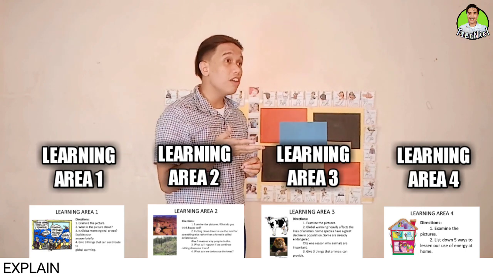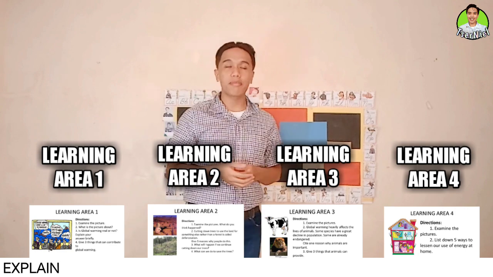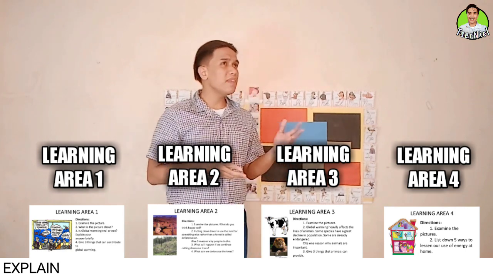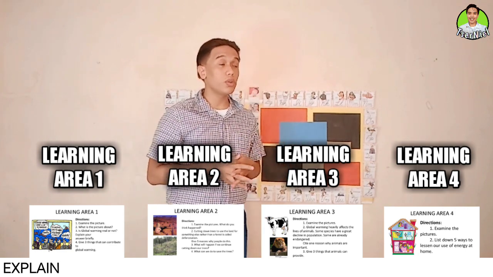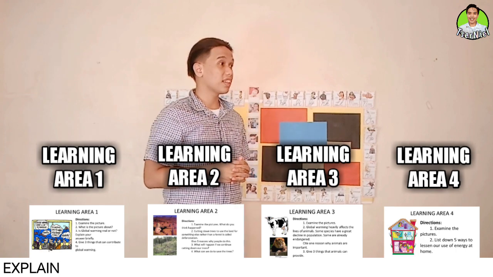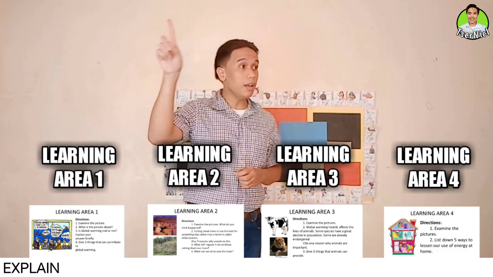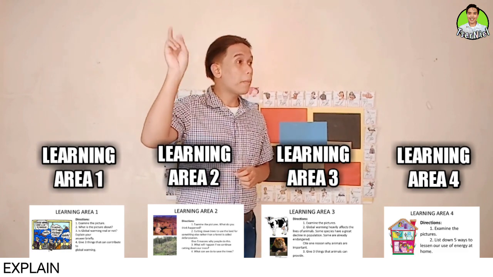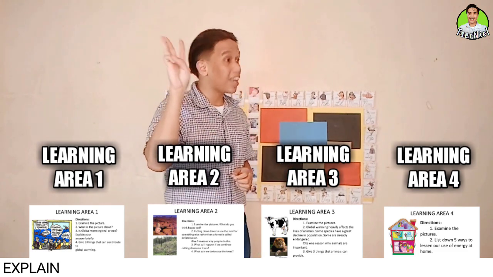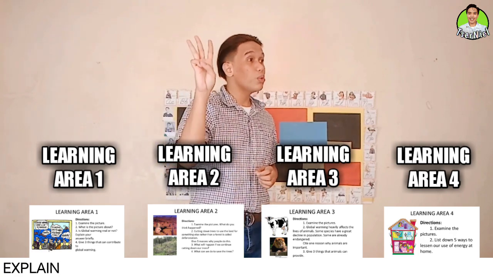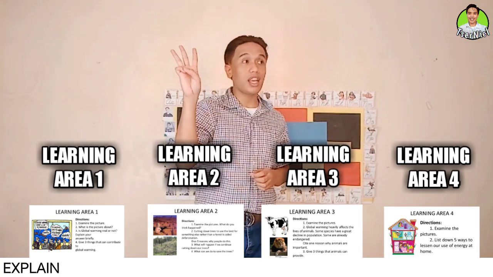The melting of the polar ice caps. That is correct. Now, can you give me 3 things that contribute to global warming? Improper waste disposal. Yes. Burning of garbages. What else? Using aerosol sprays. Very good.